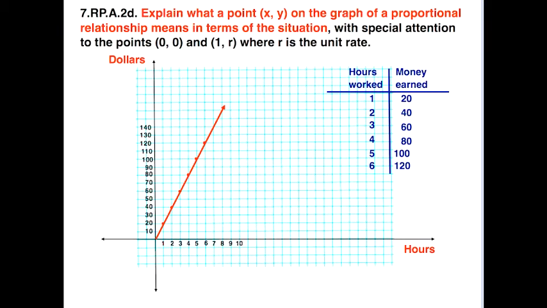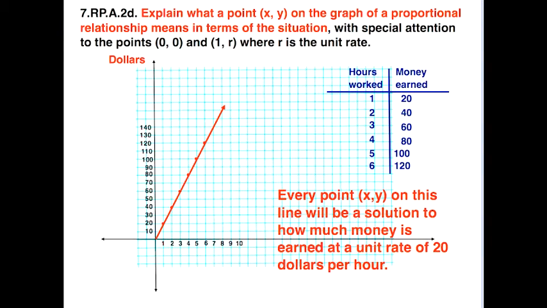Let's look at the first part of the standard. Explain what a point (x, y) on the graph of a proportional relationship means in terms of the situation. Well, here, any point (x, y) on this line is going to be a solution to how much money is earned at a unit rate of $20 per hour. So for example, if I worked 3 hours, I would get $60.